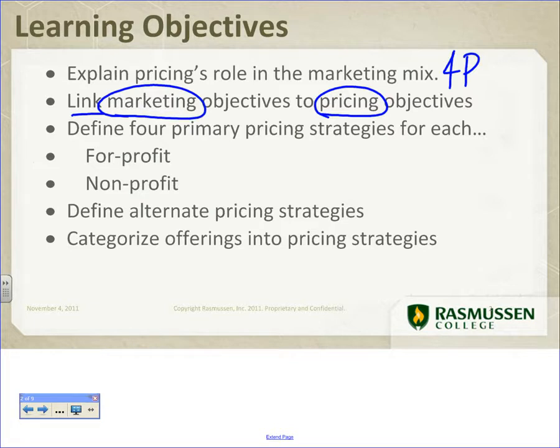We'll also look at some alternate pricing strategies beyond the 4 that we'll look at for each for-profit or nonprofit, that can be used in either case for either kind of business. And finally, you'll have an opportunity to practice what you learned by categorizing offerings into pricing strategies. And if you recall from our studies this quarter, instead of the word product, I'm using offering as a bundle of the physical product and the services offered by any organization.